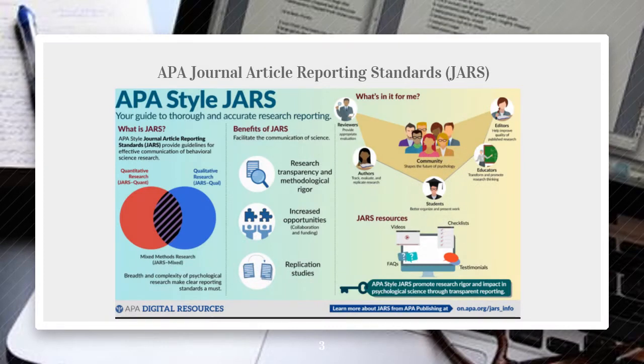APA has adopted a set of journal article reporting standards that are used widely across education journals, and the goal is to ensure that everyone has a common understanding of what's expected to be included to have transparent, replicable research. So understanding the journal article reporting standards will help reviewers provide appropriate evaluation. It will help you know what the reviewers and editors are looking for, and it overall will just improve the quality and transparency in reporting research.